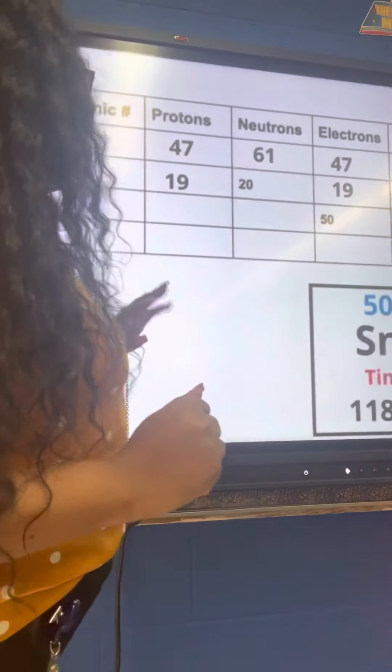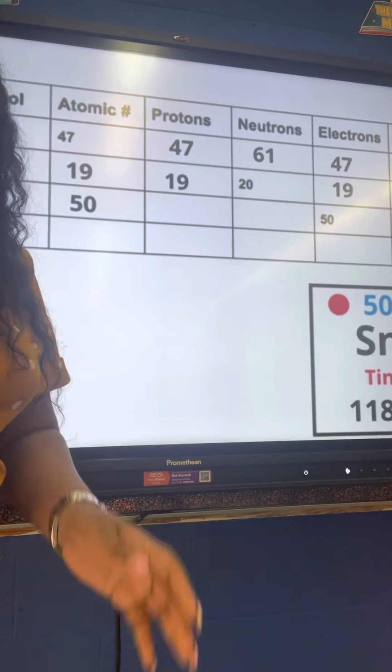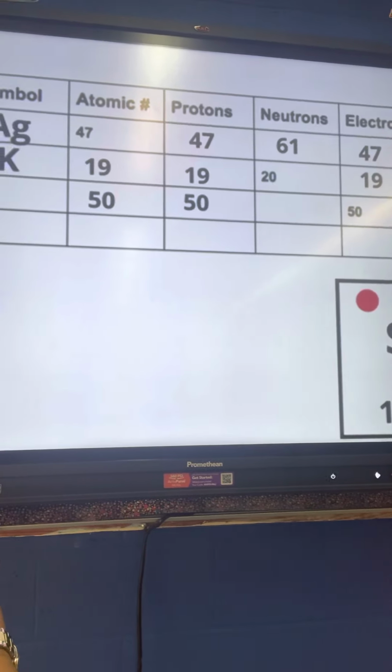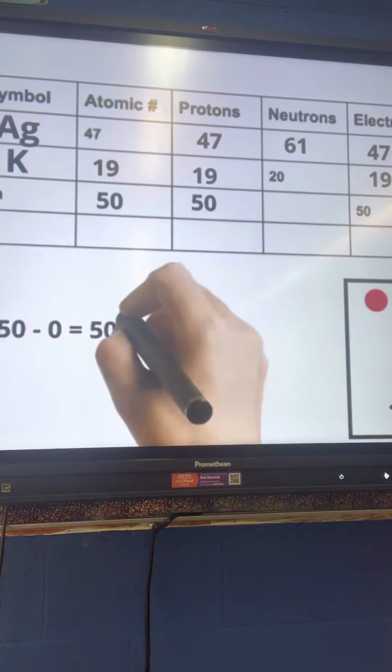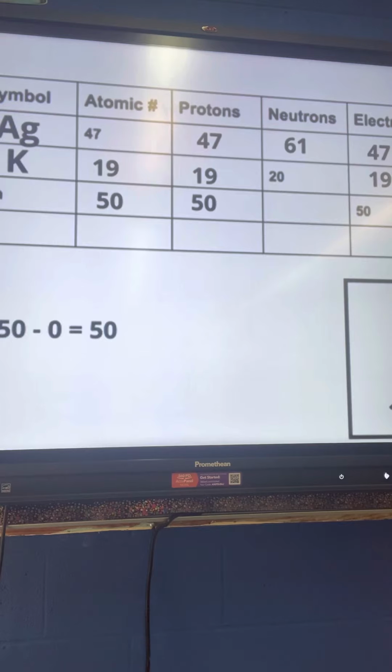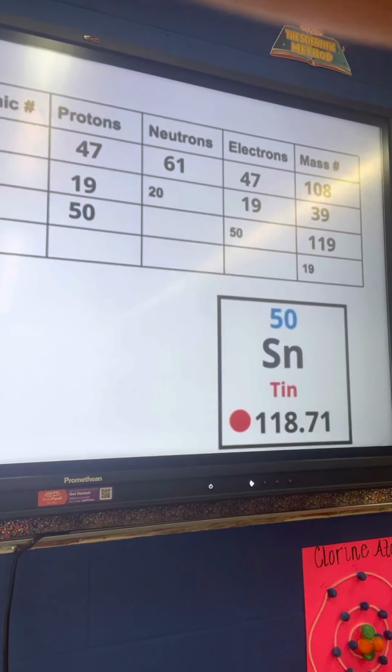Tin has a symbol of Sn, an atomic number of 50. That means it has 50 protons. Next, let's skip over to the electrons. It has a zero charge, so 50 minus 0 is 50. The mass number 118.71 will be rounded to 119, and then 119 minus 50 is 69, and that's the number of neutrons.